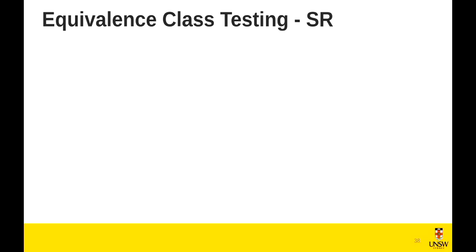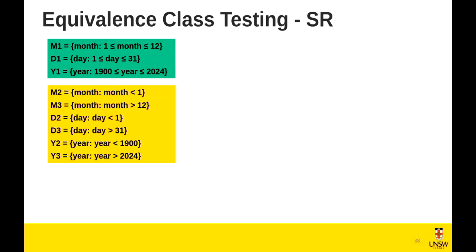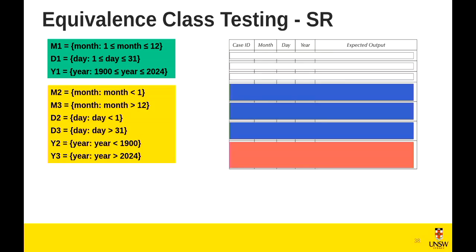What about the case of strong robust equivalence class testing? So we have these valid and invalid equivalence classes, and what can we do here? Of course we need to inherit the valid test case first, and after inheriting the valid test case, what we do is we apply the rules one by one. So let's only assume the lower bound case here.